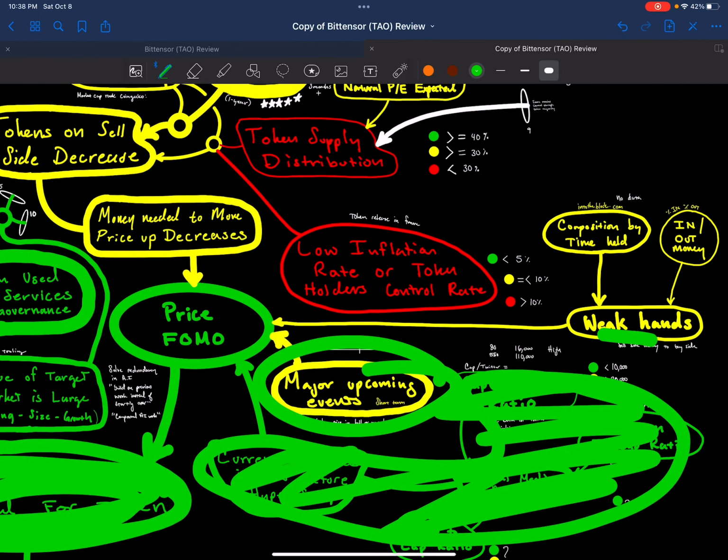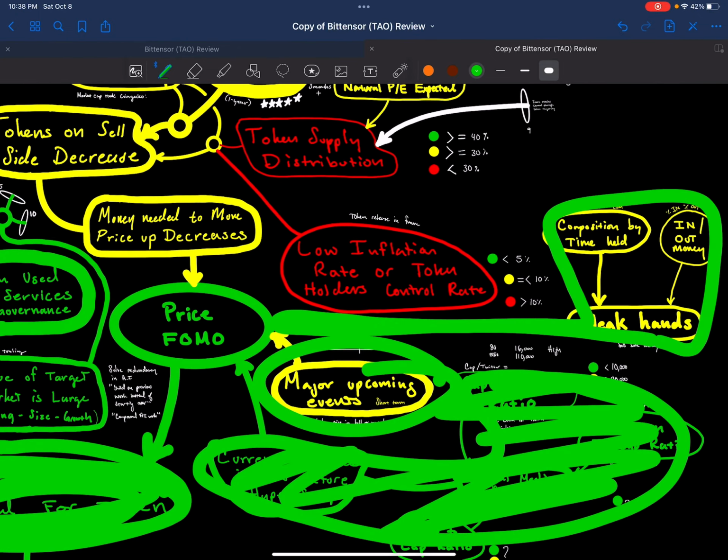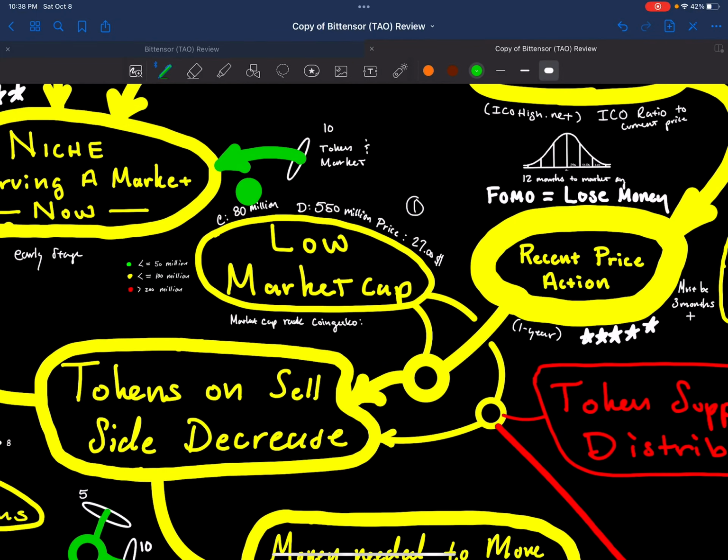All right. Regarding weak hands, it is such an early stage project that I do think the hands holding it will be kind of weak. It's mostly concentrated in the founder's hands. There's not a lot of spreading of tokens yet, so it could potentially have weak hands. The market cap circulating is 80 million, fully diluted 55 million.